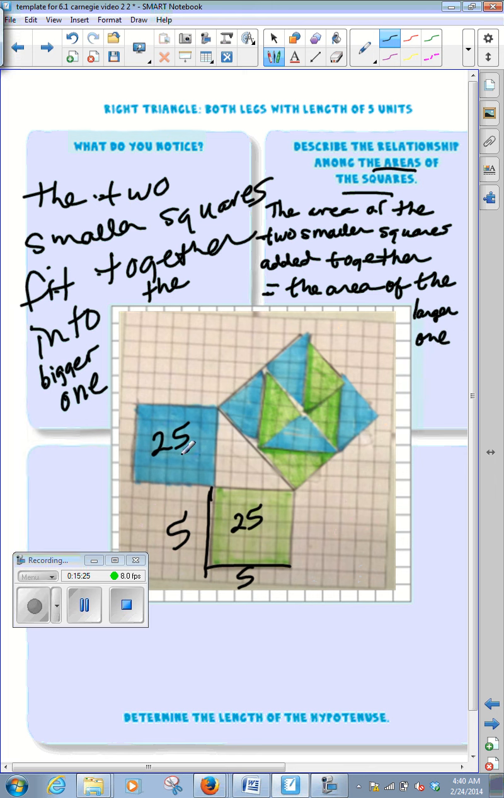So if we took the area of these two squares, which we did, we chopped them up, put them together and mixed them up, but they all fit into that larger square and they fit in there perfectly. That means the area of the two smaller squares added together must equal the area of the larger square. I'm going to put this in a little bit more mathematical terms also.